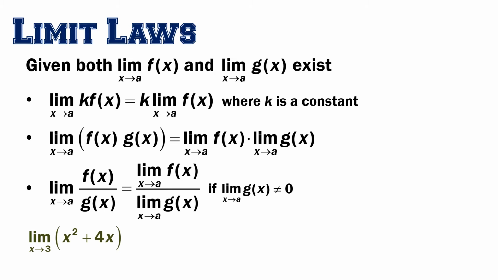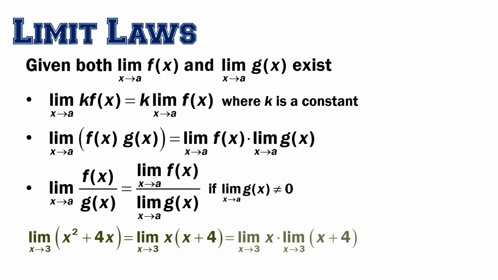The limit of the quantity x squared plus 4x as x approaches 3. Well, I realize that x squared plus 4x can be factored. The greatest common factor that can be pulled out is x. So I could rewrite it first as the limit of x times the quantity x plus 4 as x goes to 3. Now, the second bullet point can apply.